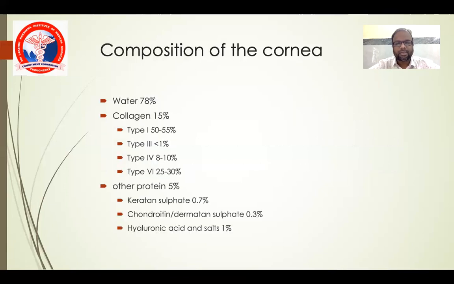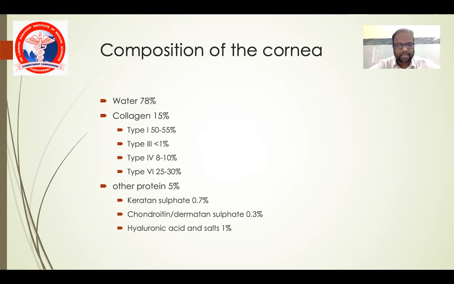Let us consider what is the composition of the cornea. We all know that the cornea is mostly made up of water. Water content of the cornea is about 78%. The remaining dry weight is the collagen. The collagen contributes about 15% of the total weight of the cornea, the major source of the dry weight.